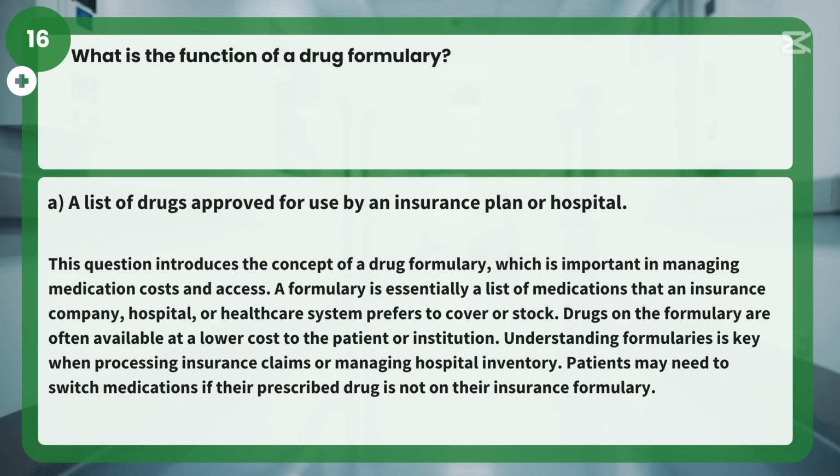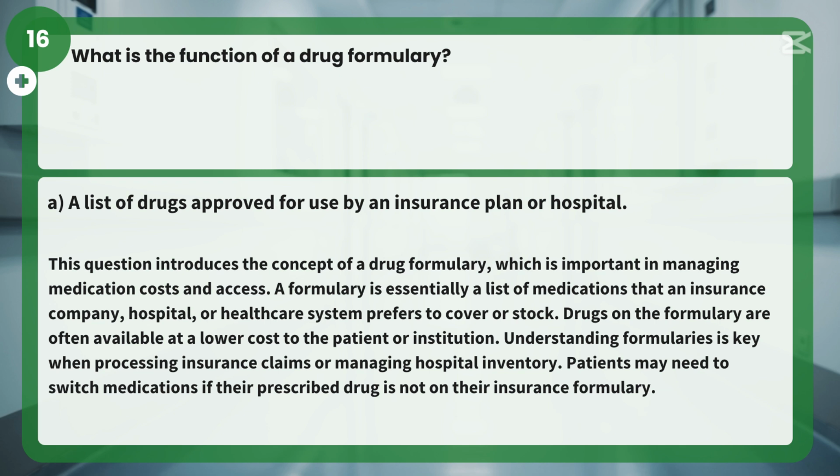Answer: A. A list of drugs approved for use by an insurance plan or hospital. This question introduces the concept of a drug formulary, which is important in managing medication costs and access. A formulary is essentially a list of medications that an insurance company, hospital, or healthcare system prefers to cover or stock. Drugs on the formulary are often available at a lower cost to the patient or institution.